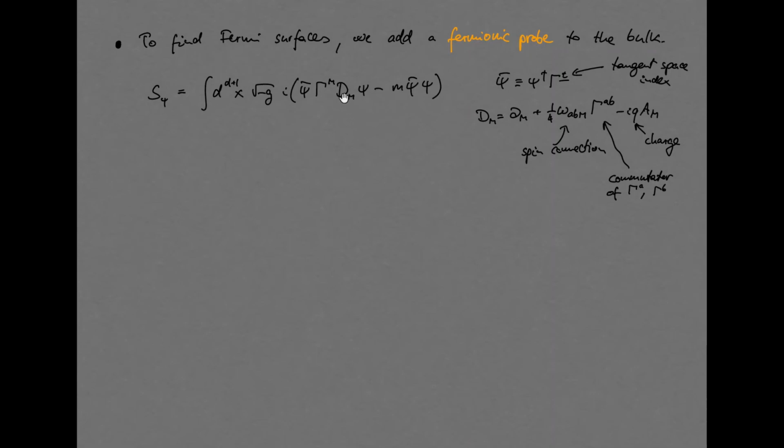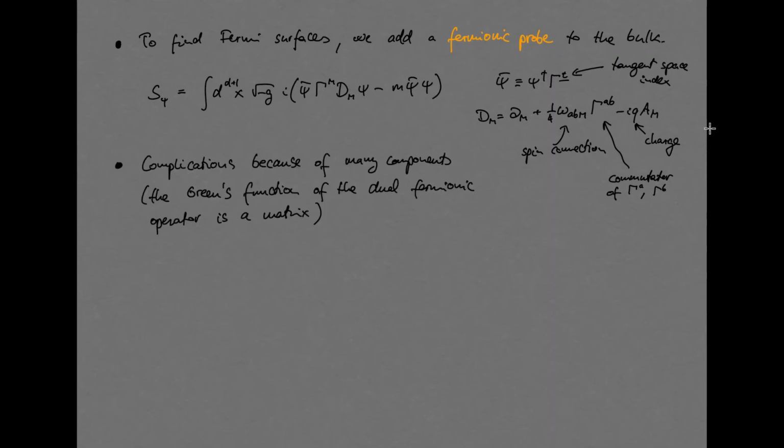This D differential operator contains the partial derivative. It also contains this omega_ABM, which is the spin connection, and the commutator of the gamma matrices. And finally, the field couples to the background gauge field A_M. Remember, in our geometry, only the time component A_t was non-zero, and the coupling constant here is just the charge of the fermionic field.